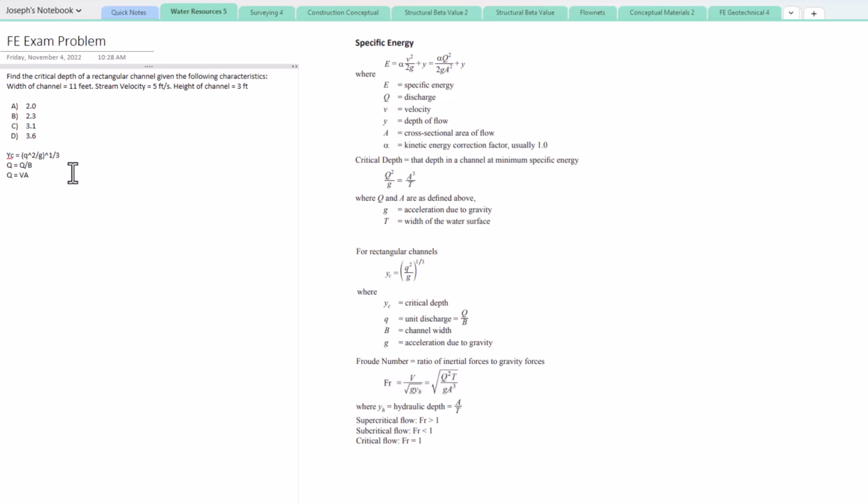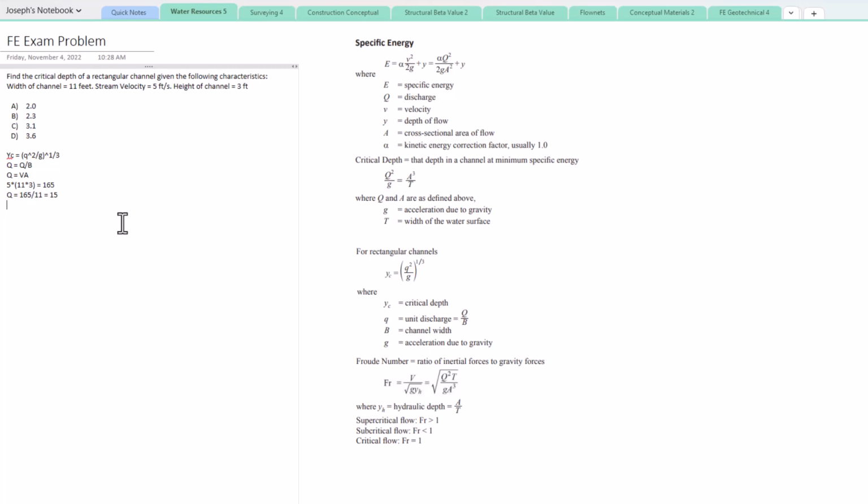So the velocity was 5 feet per second. And the area of the channel, we got a channel width of 11 times 3. So it looks like our flow rate is going to be 165 CFS for this problem here. So 165 is Q. But then we have lowercase q equals 165, because that was the flow rate that we found, divided by the channel width again. So we're dividing it by 11 now. And then we get 15 to be our unit discharge in this case.